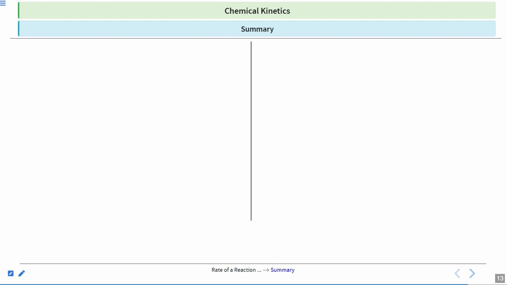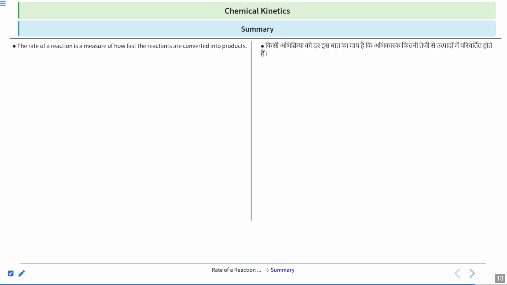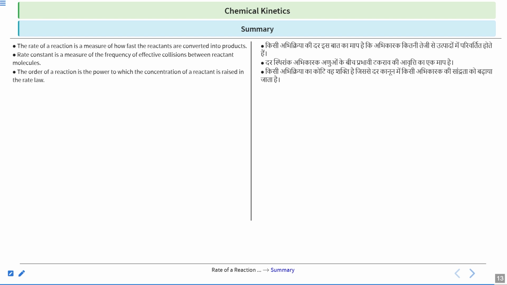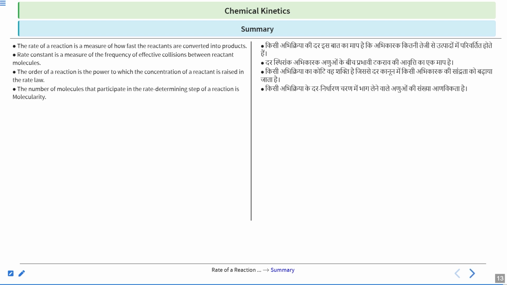Now covering up all of the things that we have studied till now. First, the rate of reaction is simply the measure of how fast or how slow the reactant is getting converted into product. And what is rate constant? Rate constant is the frequency of effective collisions between reactant molecules. What is the order of reaction? It is simply the sum of the powers of the reactant concentrations for a given rate law. And what is molecularity? It is the number of molecules that are colliding together to give your product in the elementary reaction.